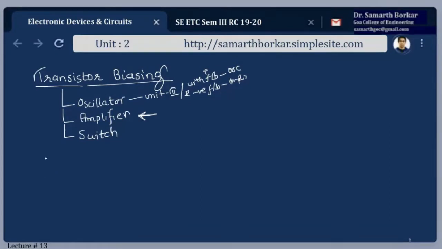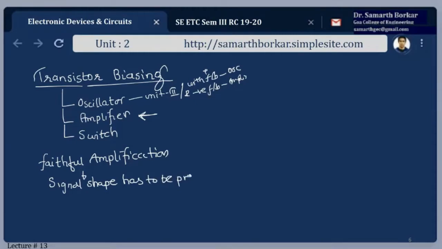Now, it is not simply amplifying, but it has to be a faithful amplification. And what do we mean by faithful amplification? The signal shape has to be preserved. This is the most important thing. Meaning, if I'm having a sinusoidal signal, then this is the notation for an amplifier. Output will be amplified keeping in mind the input signal. Meaning the frequency should not change.